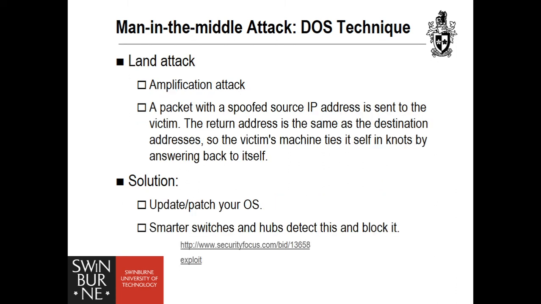Next is the LAND attack. Basically, it's an amplification attack. A packet with a spoofed source IP address is sent to the victim. The return address is the same as the destination address, so the victim machine ties itself up by answering back to itself. The solution to this attack is we need to update and patch our OS. Smarter switches and hubs detect this and block it.